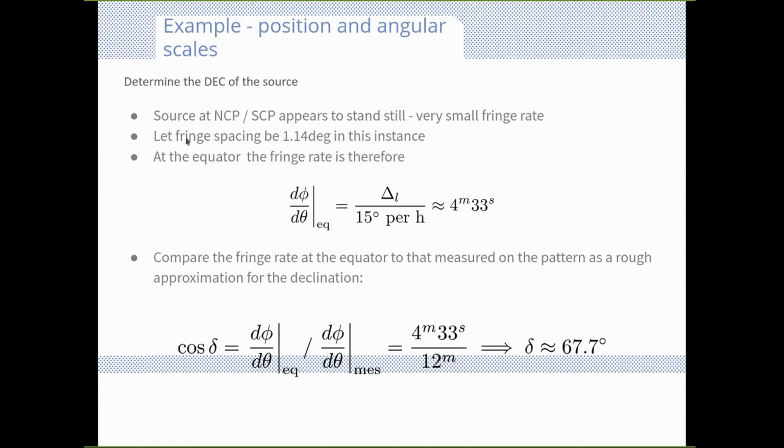Now, suppose we measure the fringe spacing of a source placed anywhere else on the sky to be about 1.14 degrees. This is a measurement we physically take by examining the fringe pattern from our interferometer. Then at the equator, the fringe rate is going to be roughly this spacing, 1.14 degrees, over about the sidereal rate, which is about 15 degrees per hour, roughly speaking.